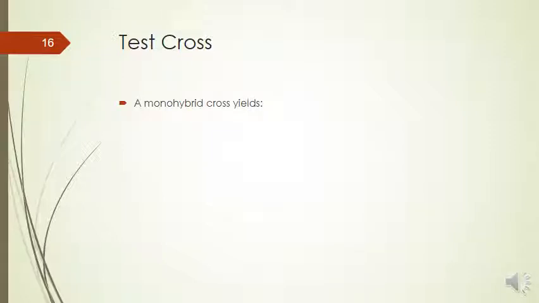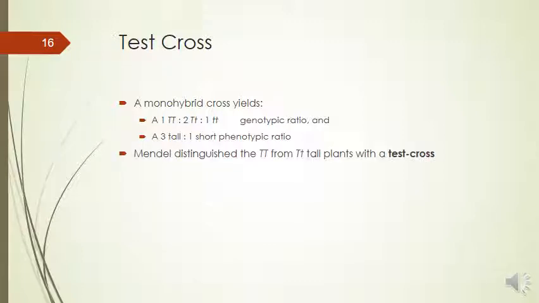In a test cross, it was shown that a monohybrid cross yields 1 homozygous dominant, 2 heterozygous dominant, and 1 homozygous recessive in a genotypic ratio, and 3 tall to 1 short in a phenotypic ratio. Mendel distinguished the homozygous dominant, uppercase T, from the heterozygous dominant, uppercase T, lowercase t, tall plants with a test cross. He would cross an individual of unknown genotype with a homozygous recessive individual.